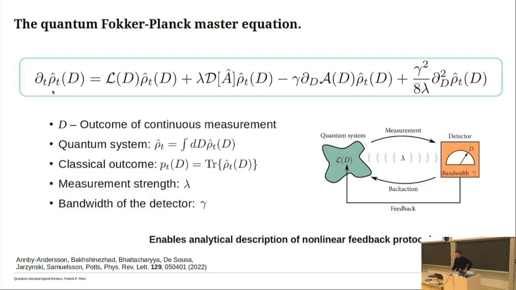And it really provides a joint description of the quantum system and the measurement outcome. So if we integrate out the measurement outcome, if we integrate out this d, then we get a density matrix that describes our quantum system.